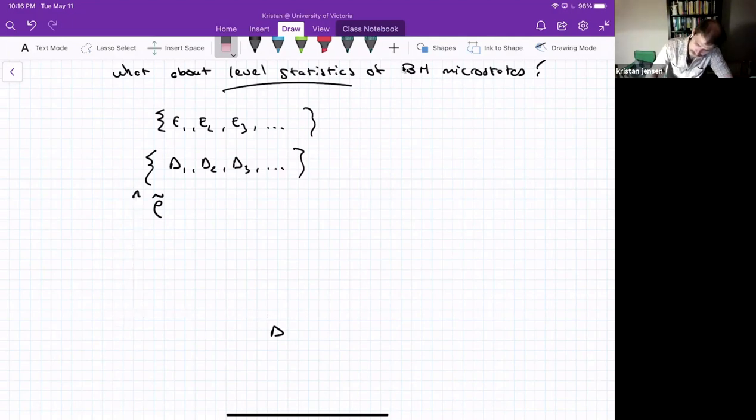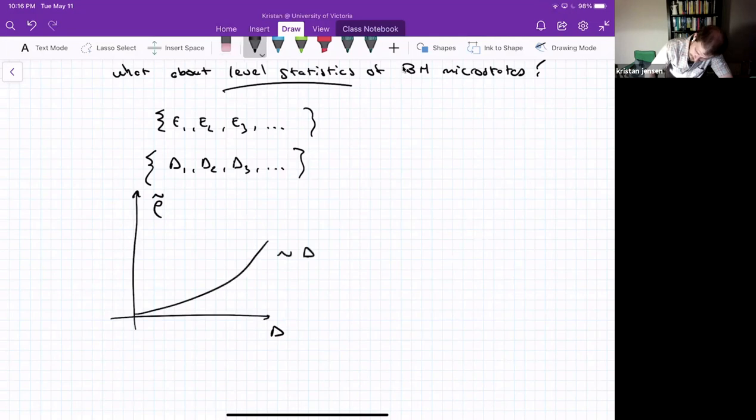Oh, I had my hand on the eraser instead. That is easy to fix. It goes as order energy level spacing squared. In particular, it goes to 0 as the energy level spacing goes to 0. And this phenomenon is called nearest neighbor repulsion, or eigenvalue repulsion.